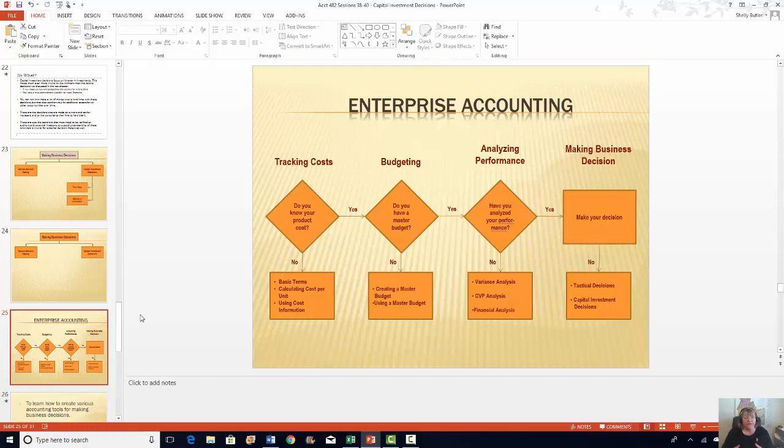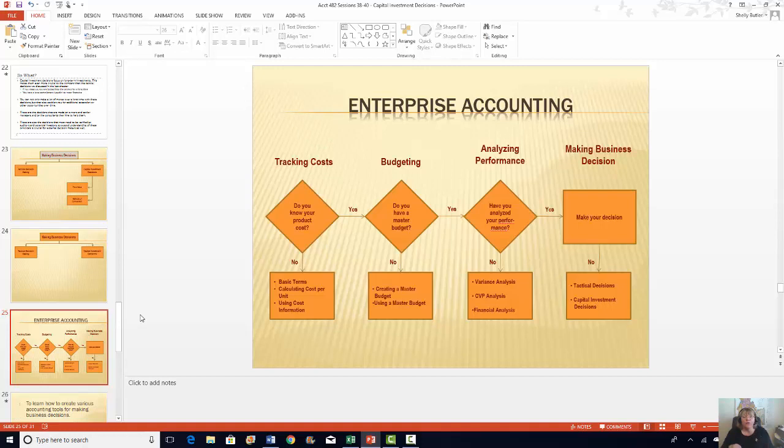First, the first module was tracking costs. Did we know how much your product costs? No. So then we learned basic terms, calculating cost per unit, and using cost information. We learned how to do that. So once we learned how to do that, then we could go into budgeting. And do you have a master budget? No, we created a master budget and then we used the master budget. We created pro forma financial statements and we used that budget to make good decisions on how to change prices or help investors understand our business or actually just make decisions on different types of scenarios.